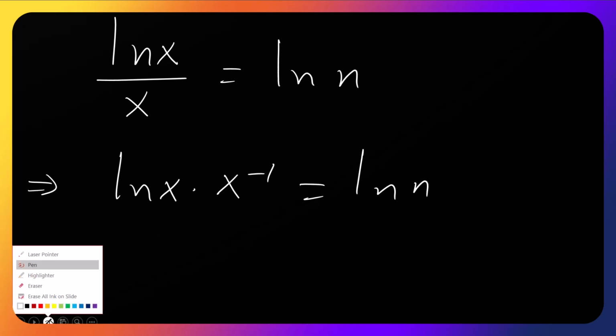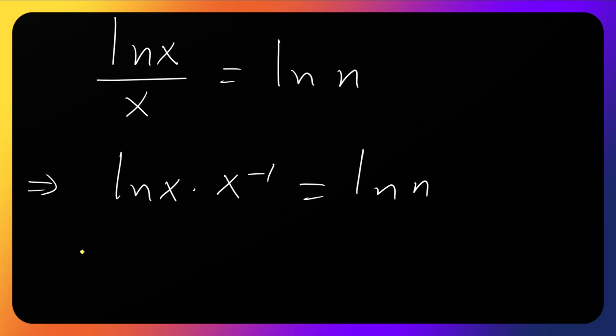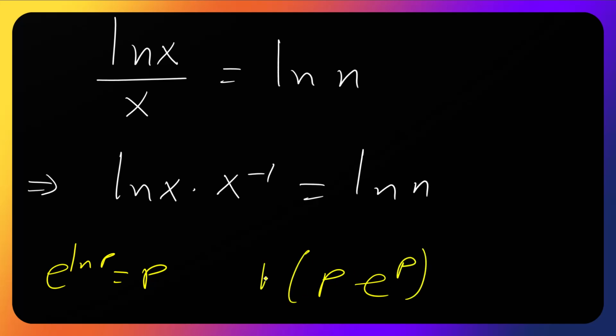Now, when we have a situation like this, you can only compute with the help of Lambert's W function. So let's observe the following. e raised to ln of, let's say, P, the answer is P. And also, when we take the W function of P times e raised to P, the answer will be P.